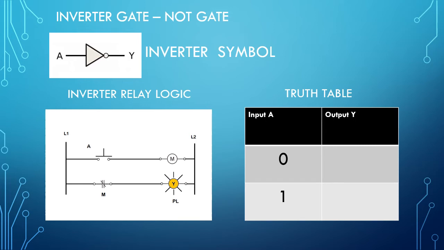In this simple example with the inverter, there's only one input and one output. So my truth table is simplified to show that. Now, when I don't press button A, I have a true output on Y. So A not equals Y. But when I press button A, I don't have Y. So A equals Y not. It's an inverter. It's just the opposite function.